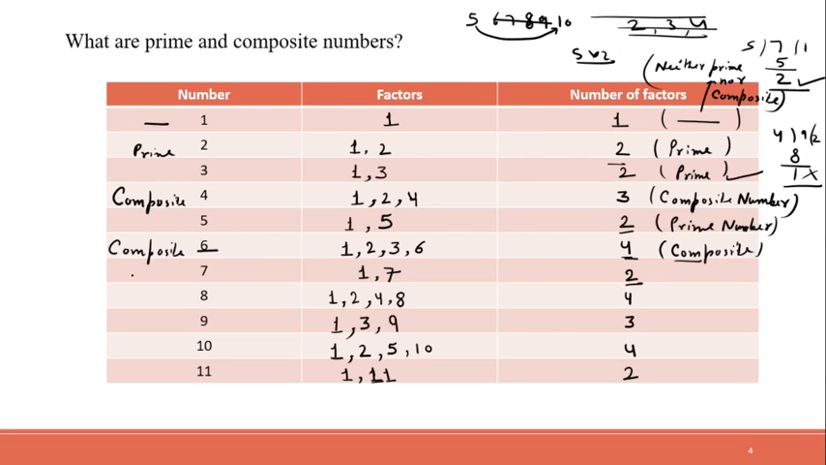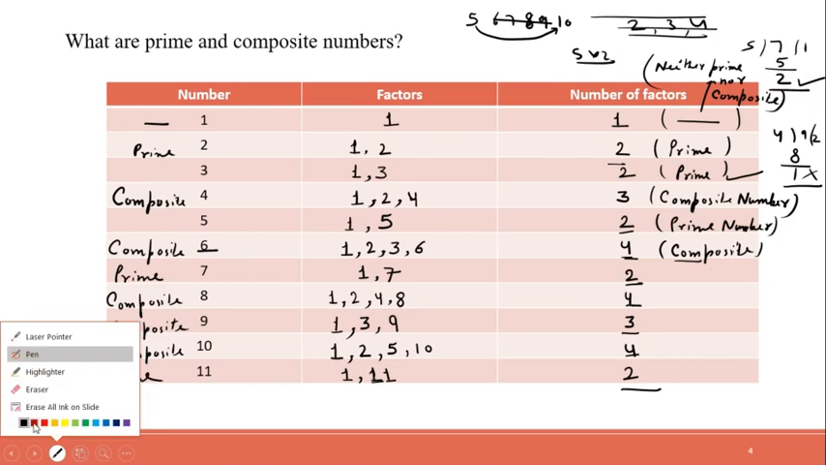Then 7, again 2 factors, so it is prime number. This 8 is having 4 factors, so it is composite. Now come to 9. 9 is having 3 factors, so again composite. Then come to 10. 10 is having 4 factors, so it is again composite. Then come to 11. It is having only 2 factors, so it is prime.